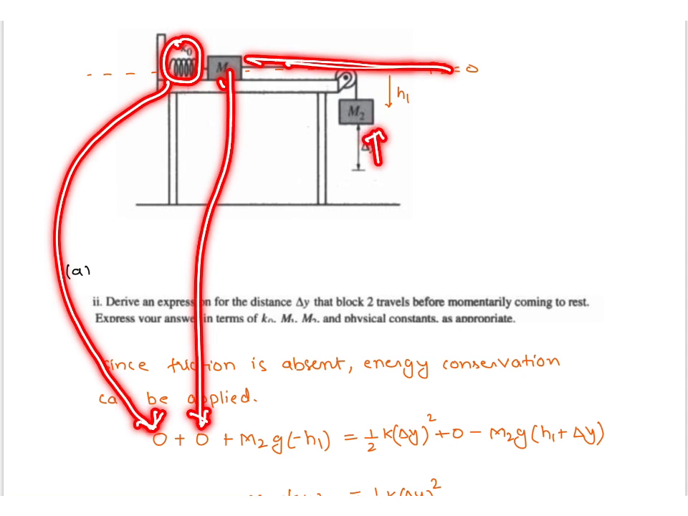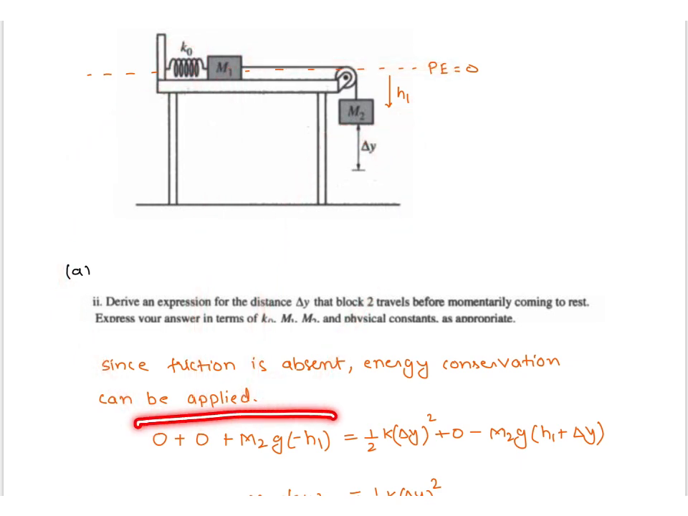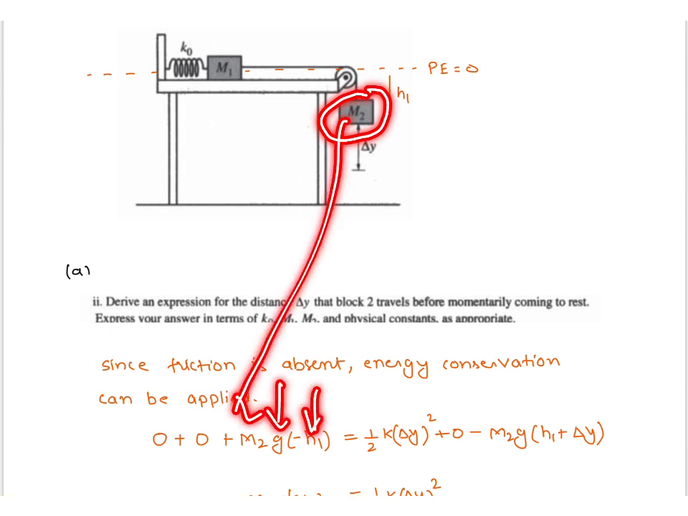But this block is below the reference line by distance h1, so its potential energy will be negative. So this is m2g. Since it is below, I am writing minus h1. So this is the initial potential energy of my system, which consists of this spring, this block, this block. Of course, you can assume tension as well as Earth. Why Earth? Because you are writing potential energy of this block. So potential energy of this block, you are saying it is m2g minus h1.